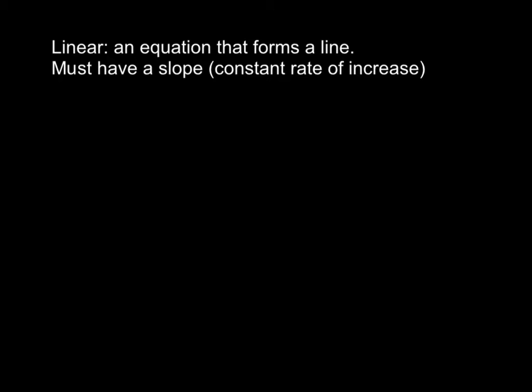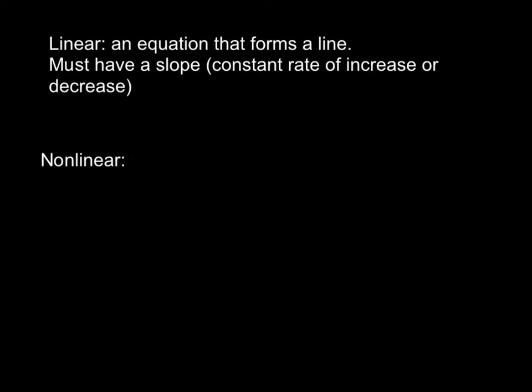I've put my definition of linear up here. Linear is an equation that forms a line, and if this forms a line, what pieces of information does this need to have? I know that if something's linear or makes a line, then it must have a slope. And if it has a slope, that means it has a constant rate of increase or a constant rate of decrease. Cool, we know what linear is, so therefore we can also define something that's non-linear.